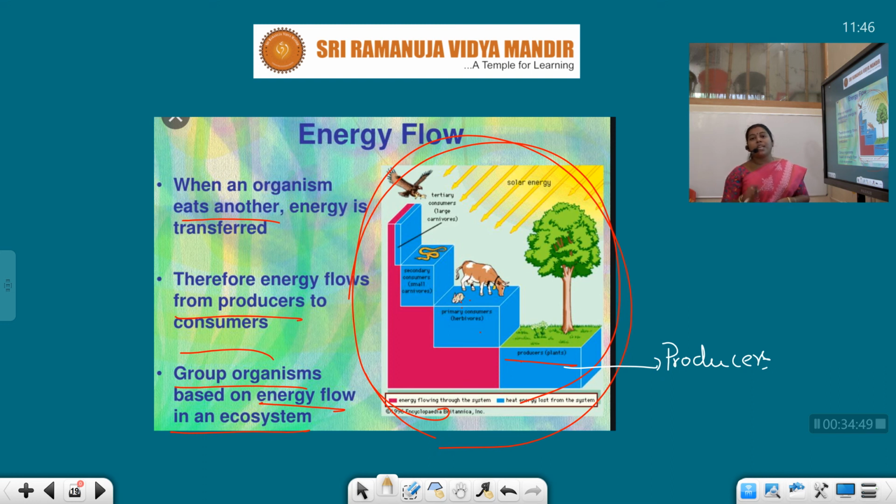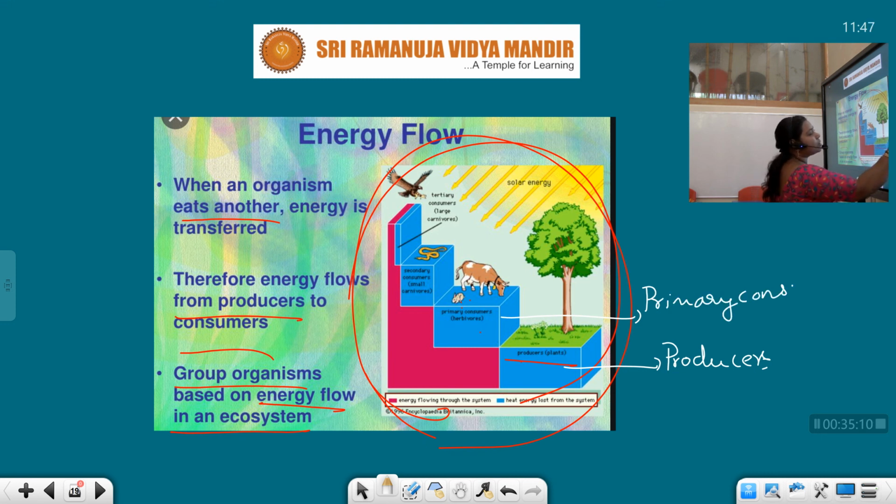We always encourage the plants. Okay, we need to plant the plants. Understand? So this is about the producers, as they are providing food to the entire nature. Next to this, it is eaten by the primary consumers.